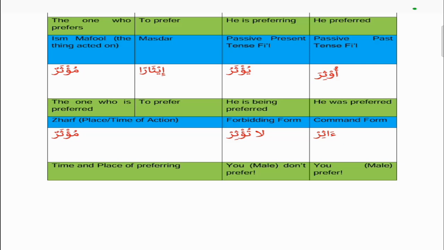If you remember, in these charts it's always the anta, you masculine version. So the command form is athir, "you prefer", and the forbidding form is la tuthir, "don't prefer". And the zarf is the time and place of preferring, which is mutharun, which is the same as the ism maf'ul.